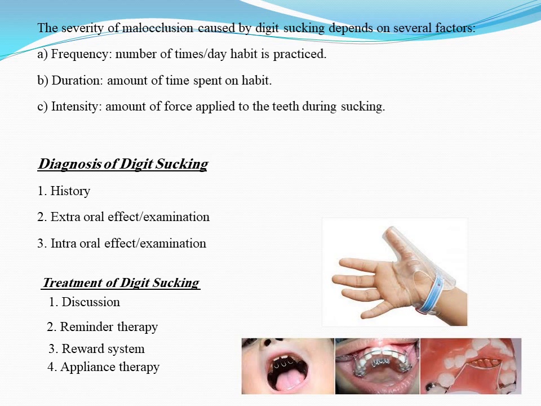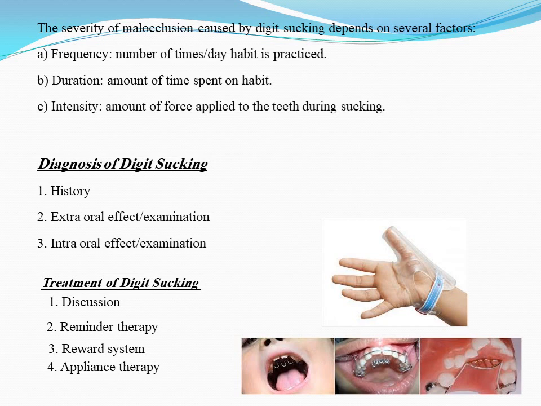Now, we will talk about the treatment of digit sucking. Number one, by discussion. The simplest approach to habit therapy is a straightforward discussion between the child and dentist that expresses concern and includes an explanation by the dentist. This adult approach is often enough to terminate the habit, but is most effective with the older child.